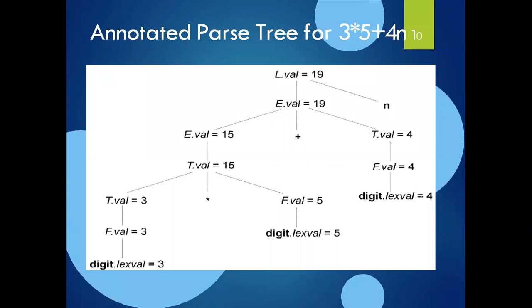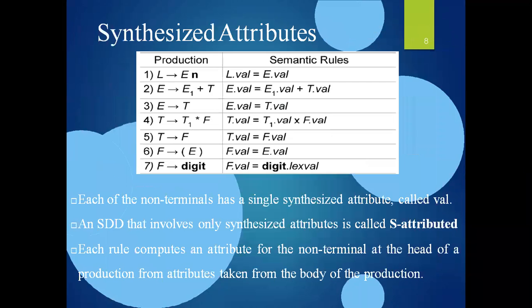From the given grammar, we have the synthesized attributes, and for each and every production rule we define the semantic rules. Here we define the semantic rules for this. What does it mean? Here we perform the semantic evaluation at the nodes, and the values of the attributes are defined. Why did I give dot val here? Why do I use dot val here?